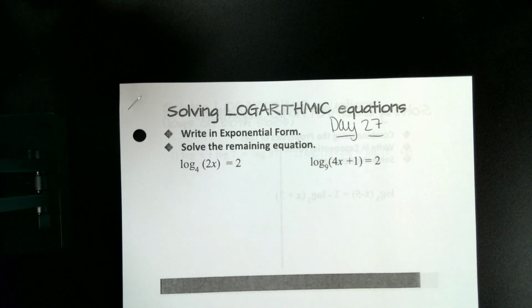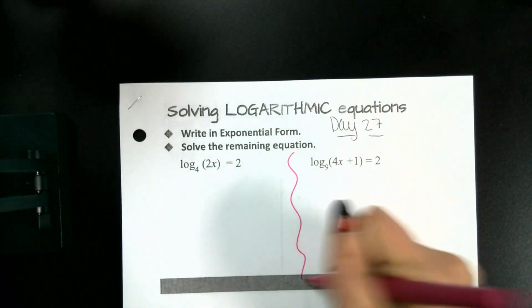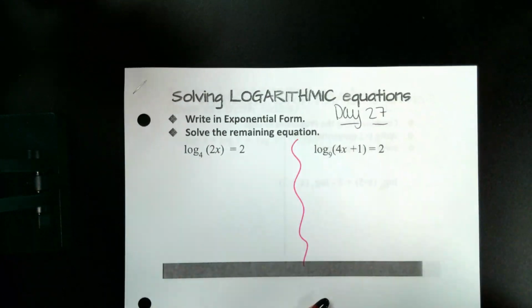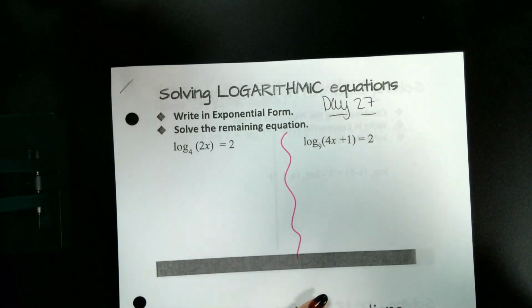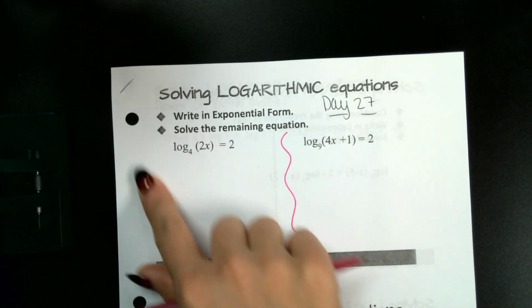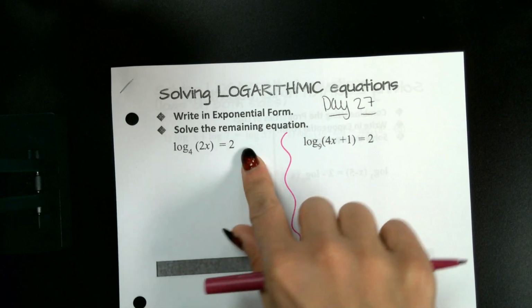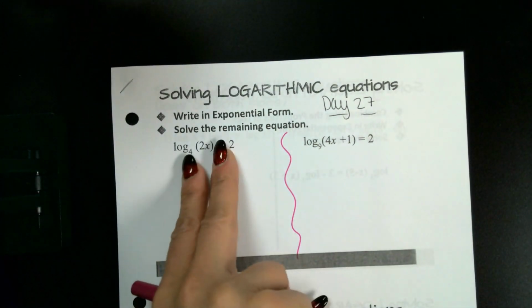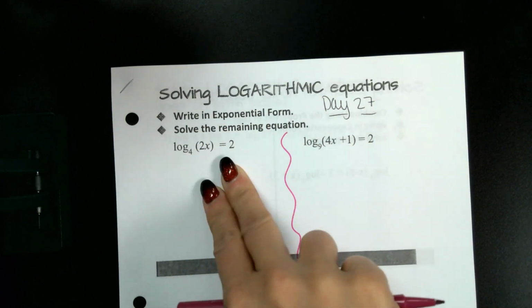But when you take a look at these first two problems, the way these problems are set up is a good indicator as far as what type of equation it is and what you're going to do. When you have a log on one side and it just equals a constant, all we know how to do is to write this in exponential form.